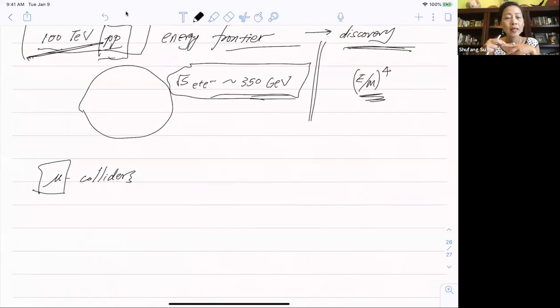The muon collider does have its advantage, though. It's easier to go to higher energies and the ring is much smaller, okay? If you think about Fermilab with its 1 kilometer ring, if you put a muon collider there, you can easily achieve multi-TeV, no problem at all. So the problem is not going to higher energy.